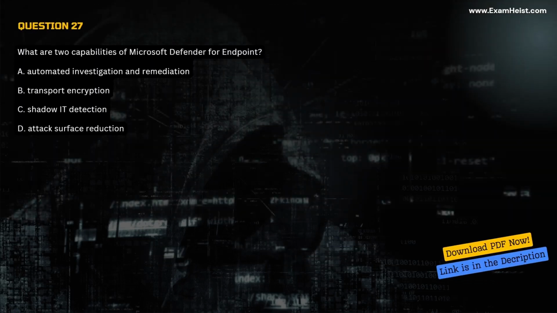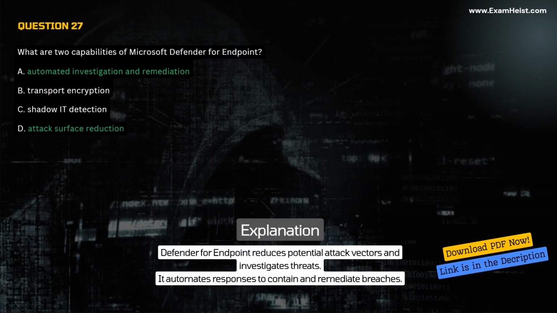Question 27. What are two capabilities of Microsoft Defender for Endpoint? A. Automated investigation and remediation. B. Transport encryption. C. Shadow IT detection. D. Attack surface reduction. Correct answer A and D. Automated investigation and remediation. Attack surface reduction. Explanation: Defender for Endpoint reduces potential attack vectors and investigates threats. It automates responses to contain and remediate breaches.